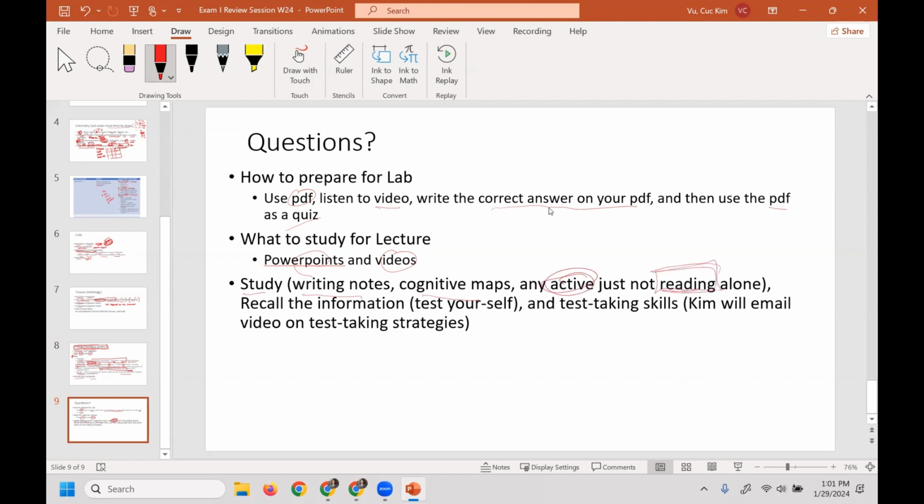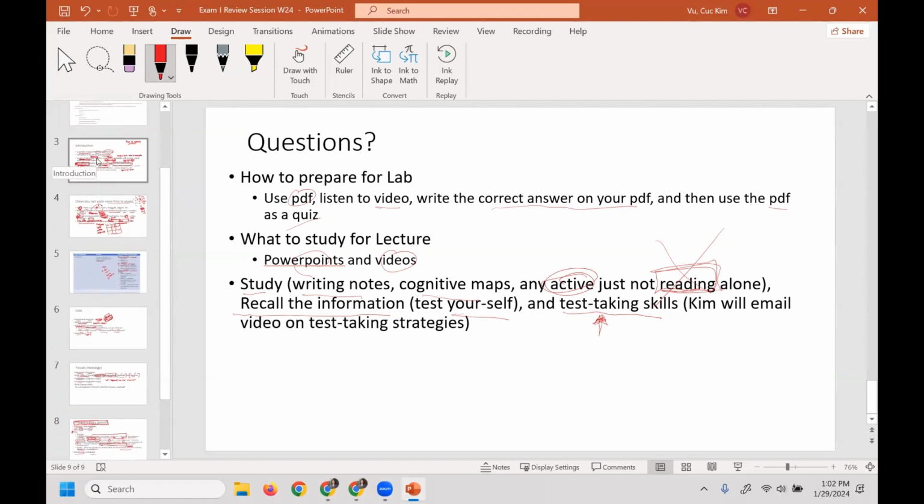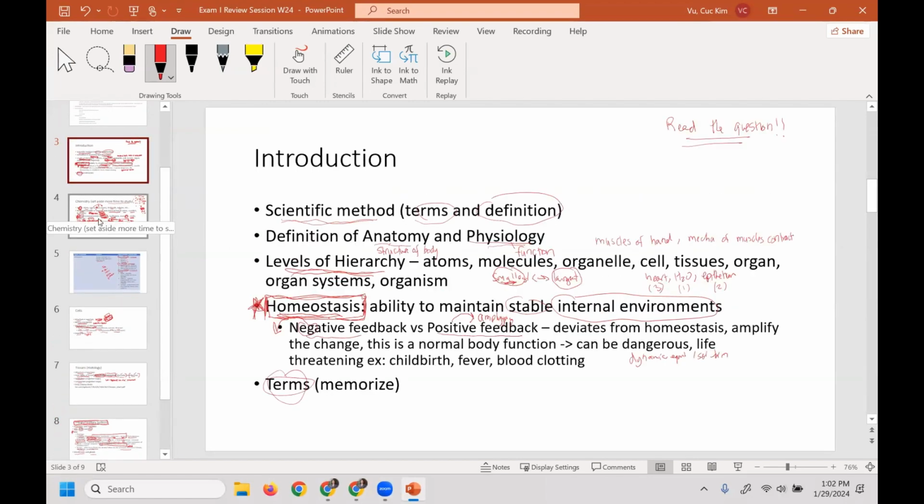If all you do is read your notes, you're not going to remember everything. It's just too much. Then practice recalling the information, do self-tests, and make sure that you watch the video that was created for how to take a test specifically in this class. Those are the very basic things I'm going to share in this first half. In the second half, I'll go back and go through this content in more detail. Any questions before we end?